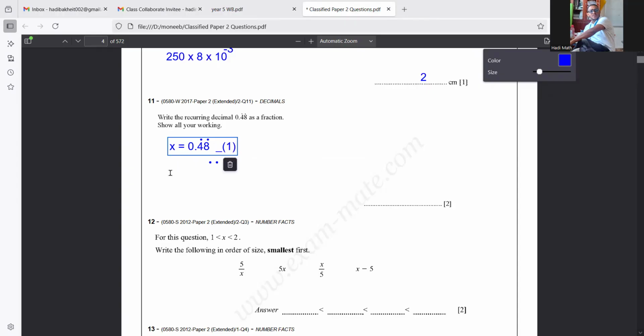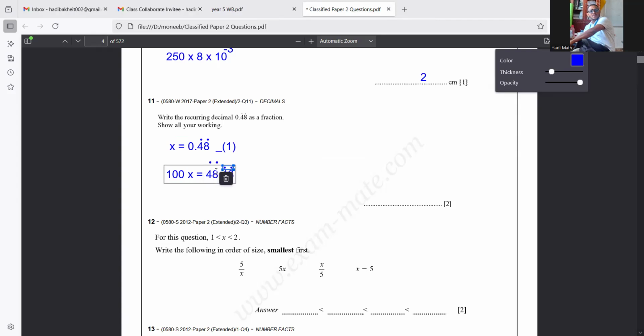Now, see how many digits are recurring. 2 digits are recurring, so multiply by 100. x multiplied by 100 is 100x, which equals 48.48 recurring. So x is 0.48 recurring.